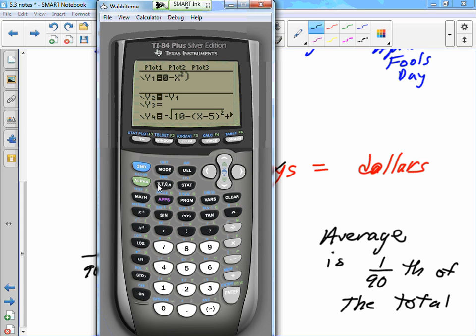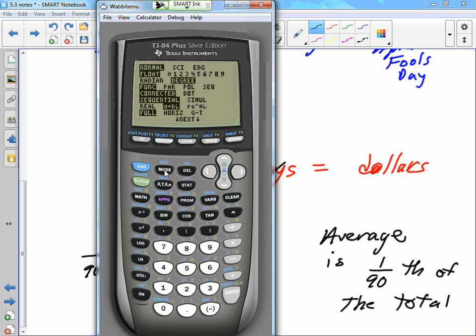Square root. No, maybe that wouldn't have worked. Let's just do one of the trig functions. I'm going to turn these off. Come on, I need one more. There you go. Okay, let's go. What mode are we in? We're in degree mode. Let's go in radian mode. A little easier to deal with.